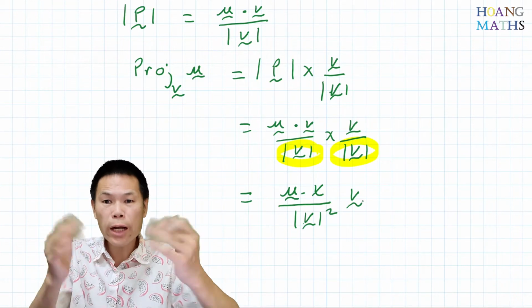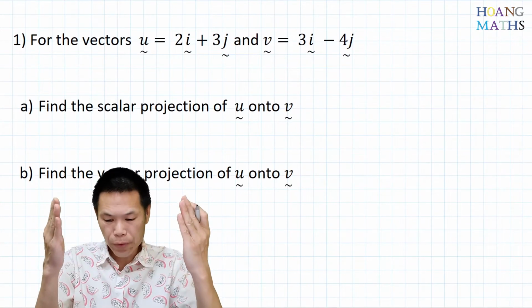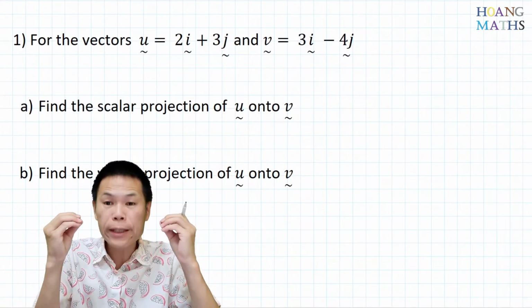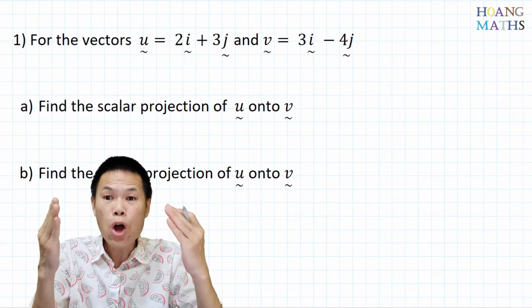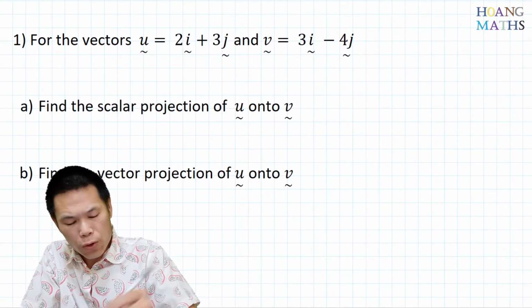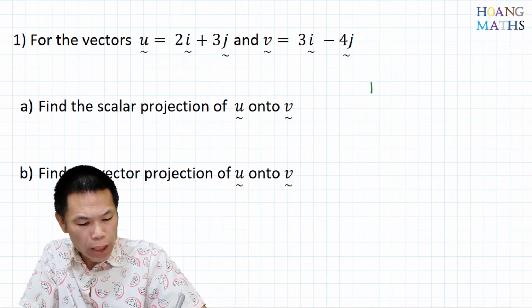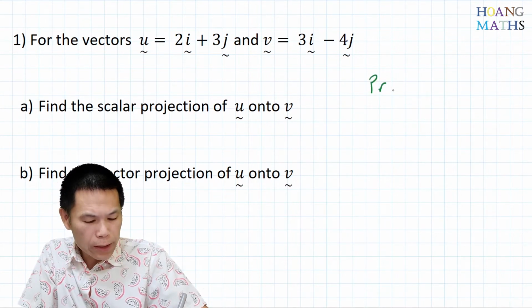So let's go through a couple of examples. First one, part A, we need to find the scalar projection of u onto v. First of all, we know that the scalar projection is just the magnitude of the projection, if you like.